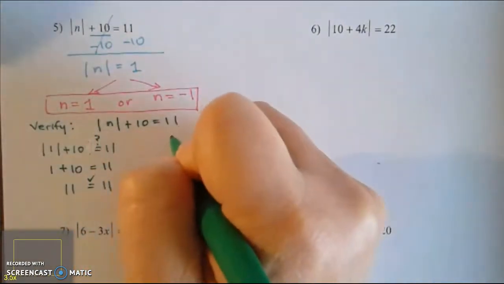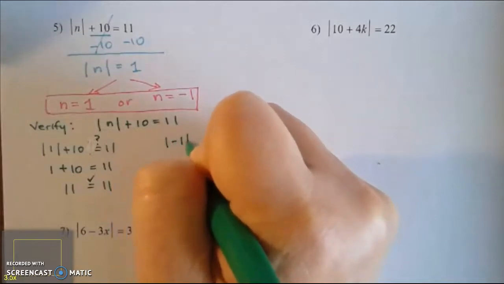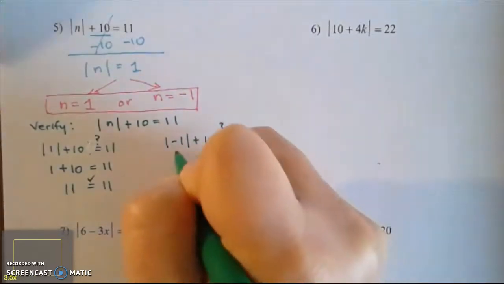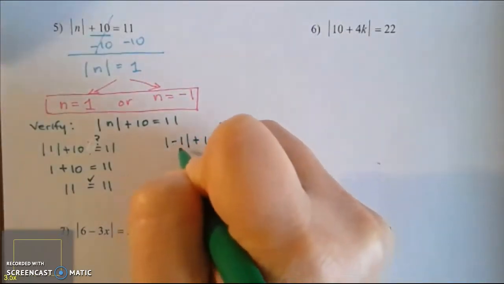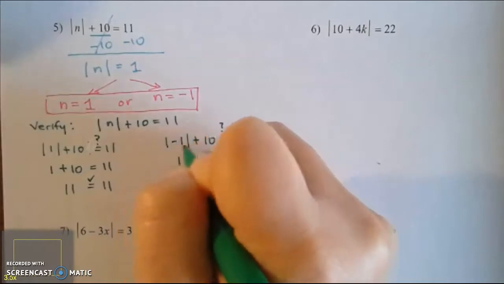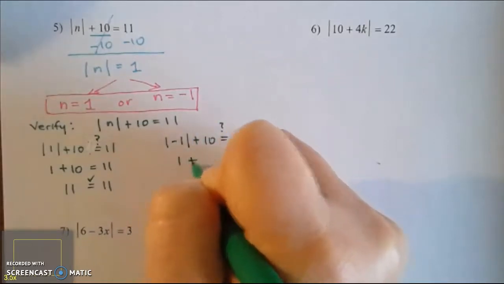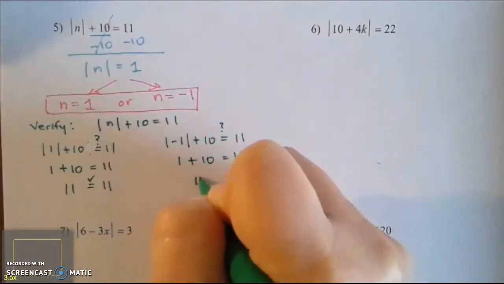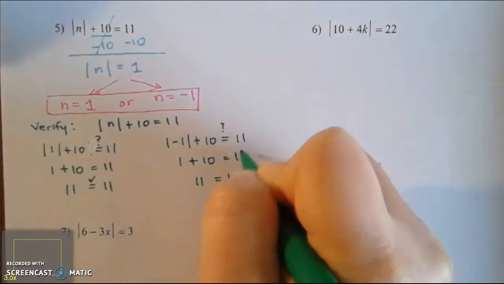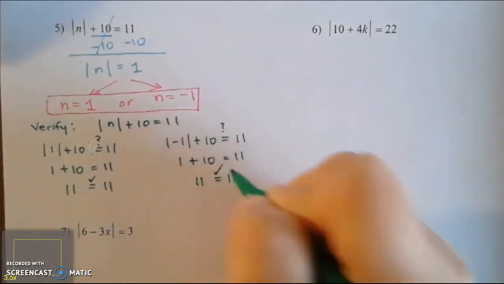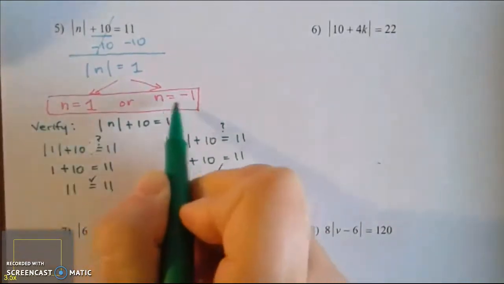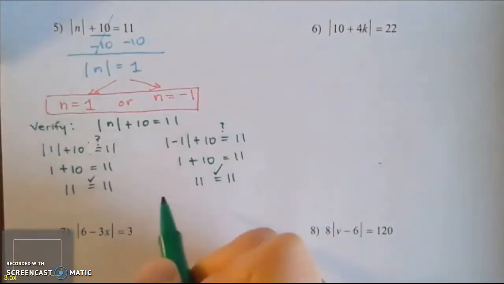What about n is equal to negative 1? Again, I am going to substitute it into the original equation. Plus 10, is that equal to 11? That's the question mark. Well, the absolute value of negative 1 is also 1. And notice that the absolute value symbol is now gone. Plus 10. Is that equal to 11? 1 plus 10 is equal to 11. And that is the same as 11 on the other side. So it checks out. So I have verified that both n is equal to 1 and n is equal to negative 1 are correct solutions.